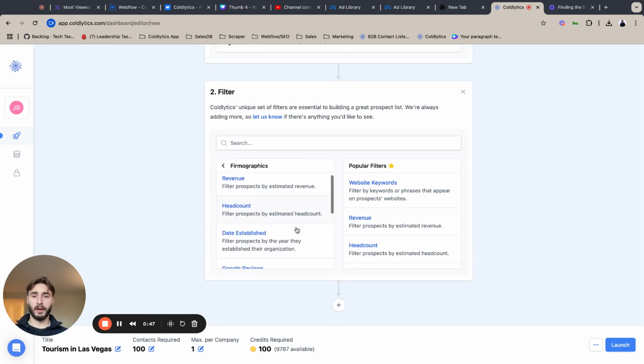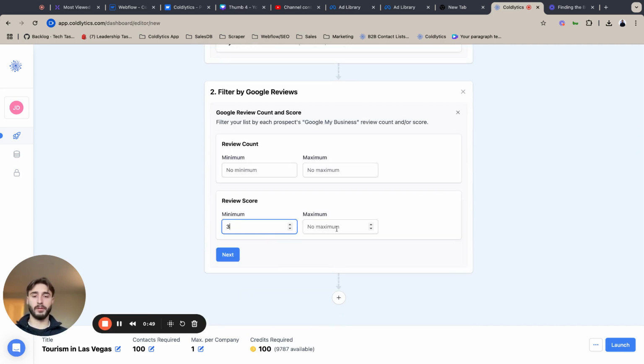Filters. Our first filter is my favorite one, which is the Google reviews. We filter this between a 3 and a 5. This basically just filters out all the companies that would be hard to work with, because if their review score is between a 3 and a 5, they're obviously respected by their clients and their customers, and it's just going to be easier to do business with them.